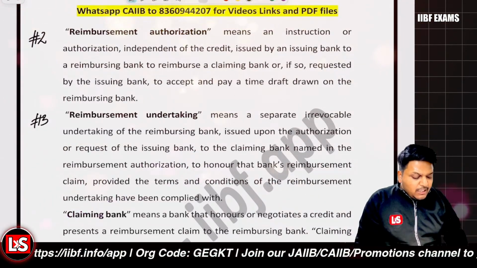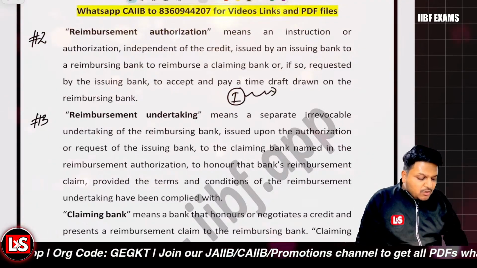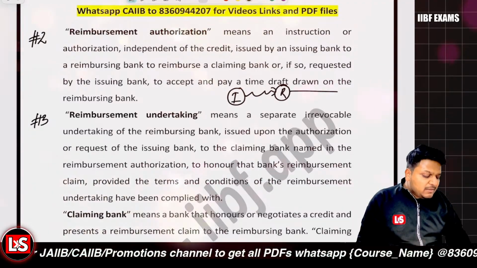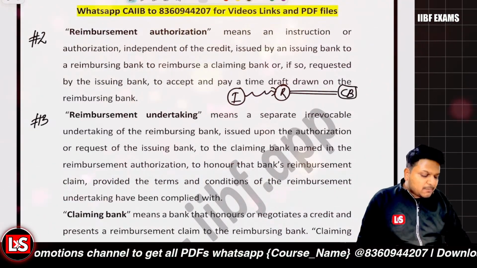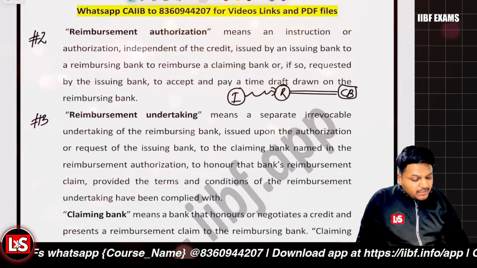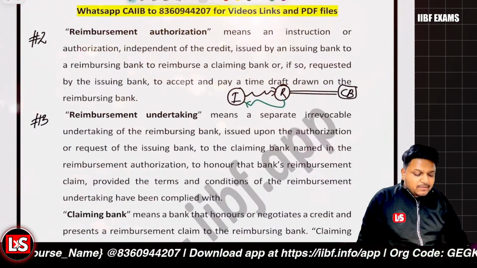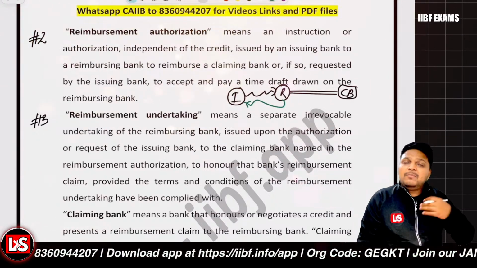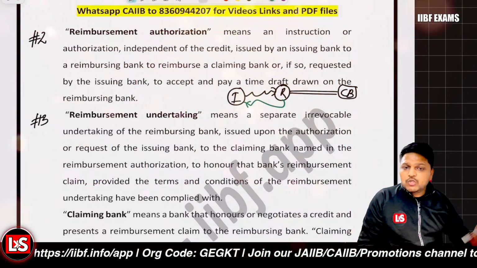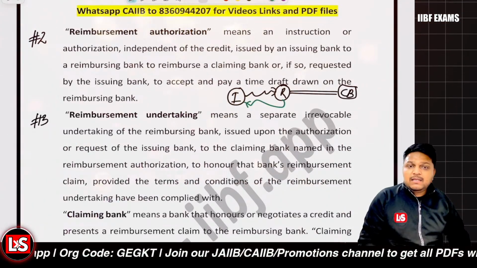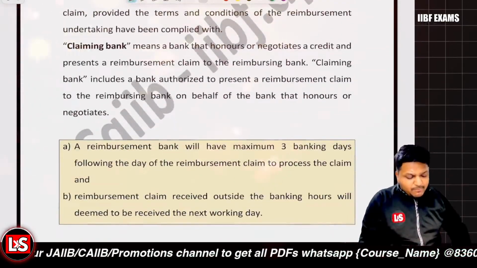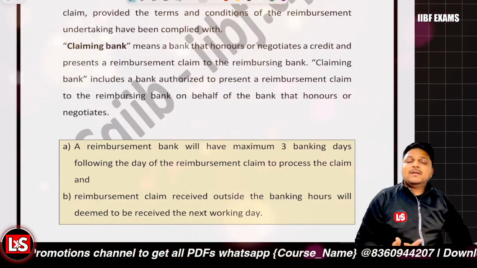So it will be the case like the issuing bank is going to instruct or authorize bank R, let's say, that you are to reimburse the claiming bank when this particular situation is met. Right. So it's an authorization which is given, and further an irrevocable undertaking will be given by the reimbursing bank to the issuing bank that I'll be making the payment to that particular bank if the situation is met. I'm going to honor it, and further it's a separate agreement, separate from the letter of credit.